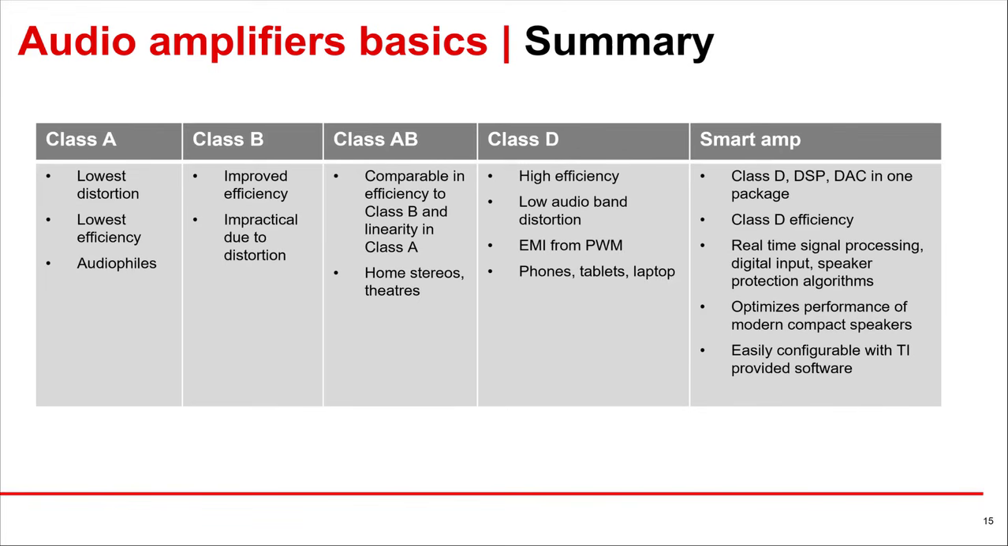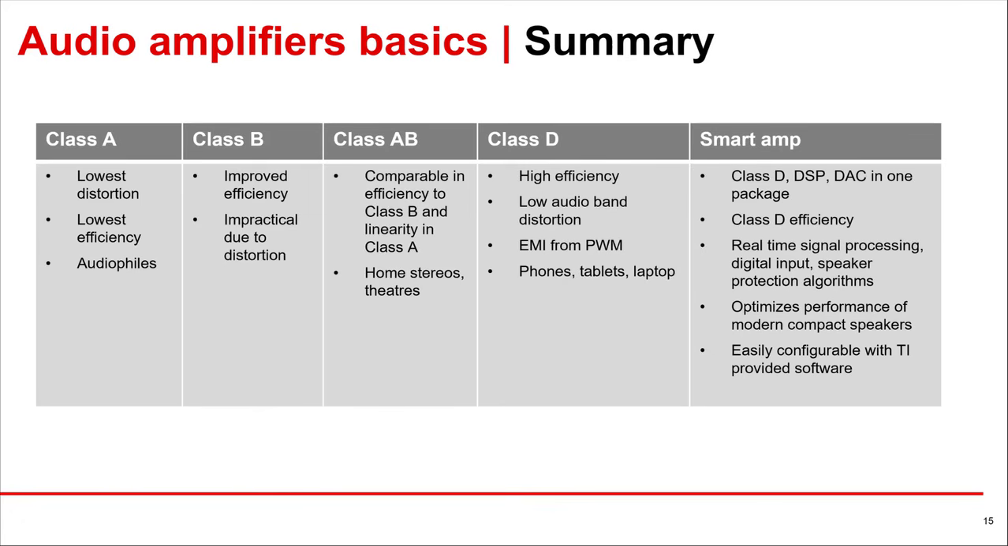Class B was a logical next step in amplifier design as a demonstration that efficiency could be improved, but Class B is impractical for audio use due to the large amount of distortion. Class AB are a good compromise between audio quality and efficiency. Class AB was and still is a top choice for high-power audio systems. Class D offers the highest efficiency and low distortion in the audio band. This makes it perfectly suited for compact and battery-powered applications.